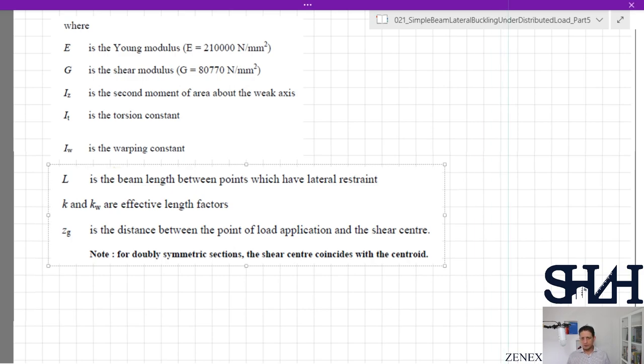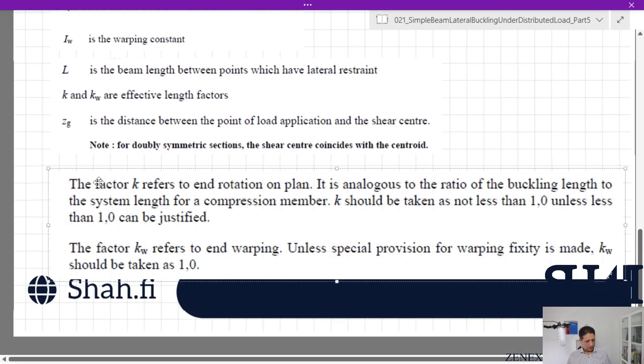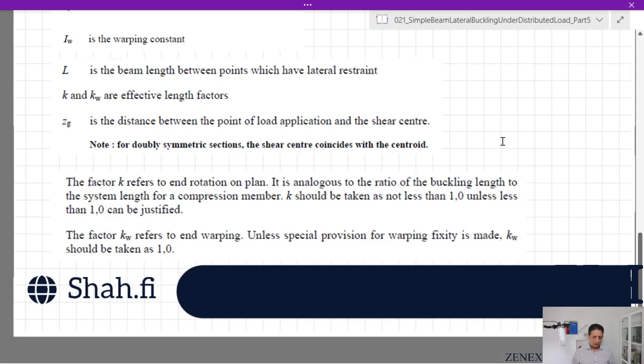Also, it is important to check the K factors. The factor K refers to end rotation on plane. It is analogous to the ratio of the buckling length to the system length. For a compression member, K should be taken as not less than 1 unless less than 1 can be justified. The factor Kw refers to end warping. Unless a special provision for warping fixity is made, Kw should be taken as 1. So it means that if you have some sort of restraint against warping, then you can use a smaller value than 1 for Kw.